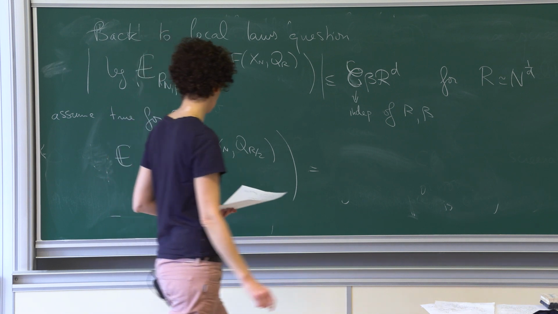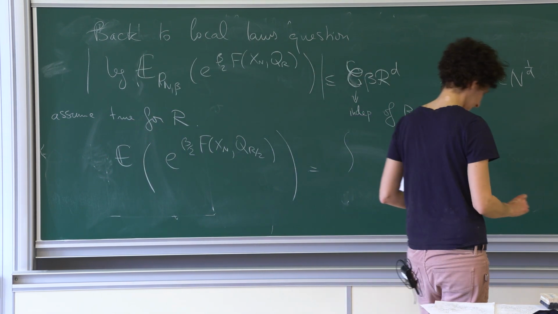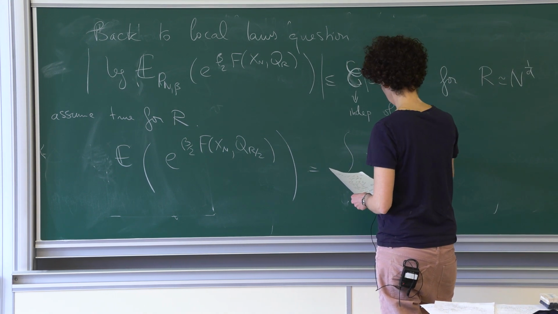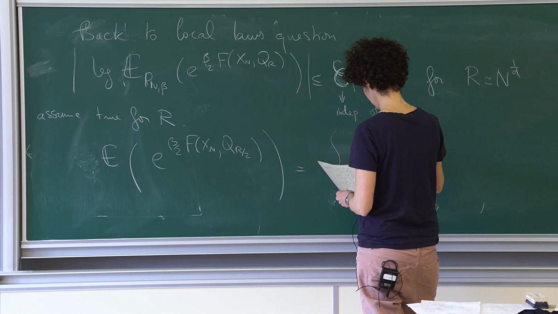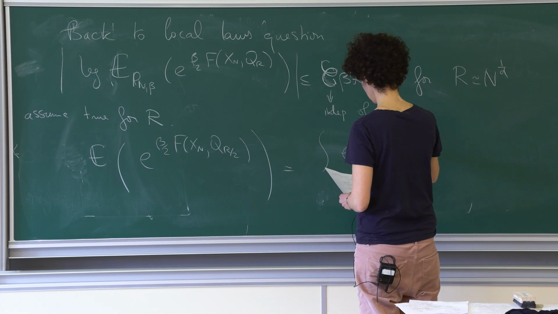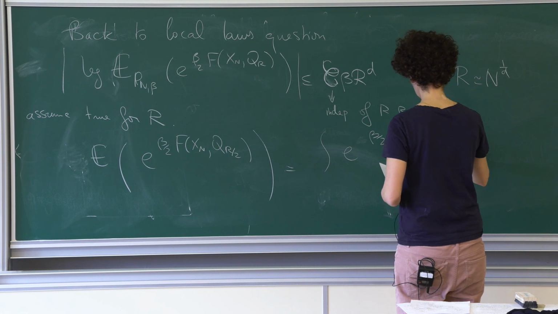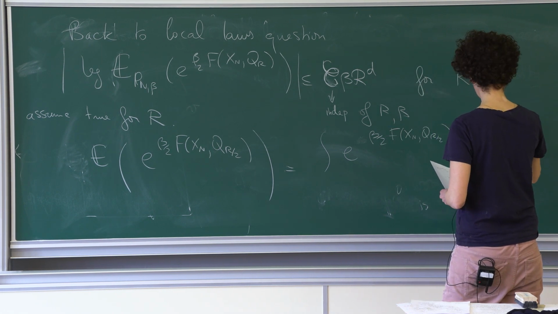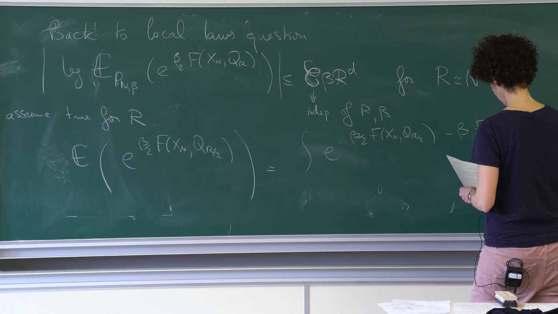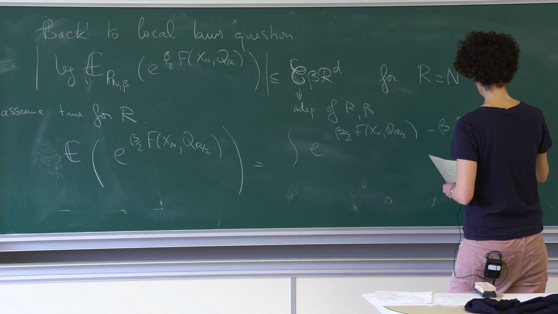Okay, so let's write this as the expectation of minus beta over 2. So I can have this F Q R over 2 minus beta F xn. So this is the whole space.